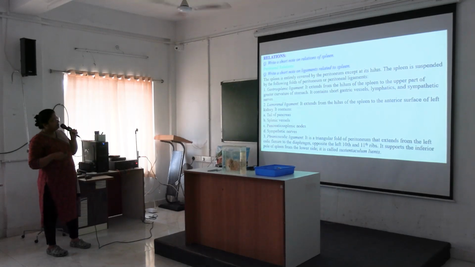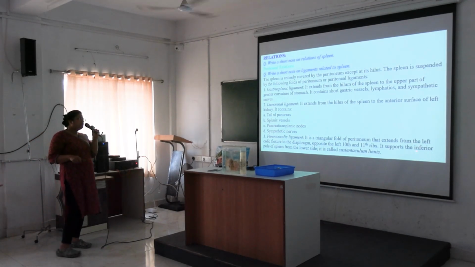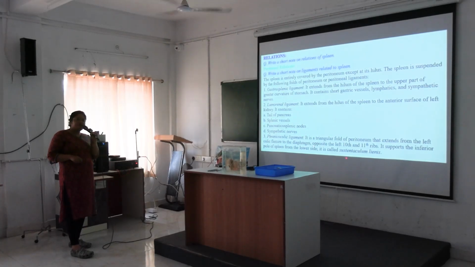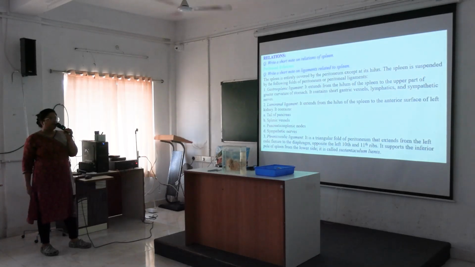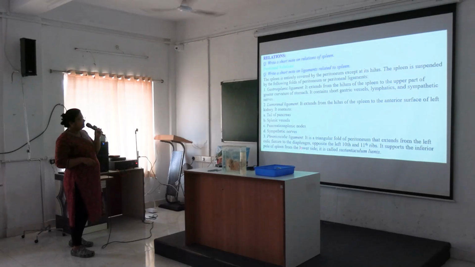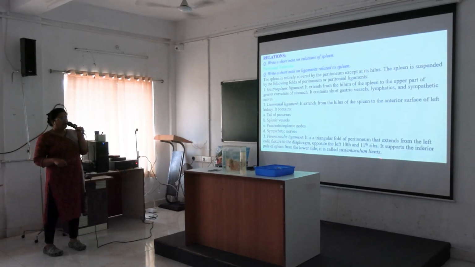Next is the phrenicocolic ligament. It is a triangular fold of peritoneum that extends from the left colic flexure to the diaphragm, opposite the left 10th and 11th ribs. It supports the inferior pole of the spleen from the lower side, and it is called the sustentaculum lienis.